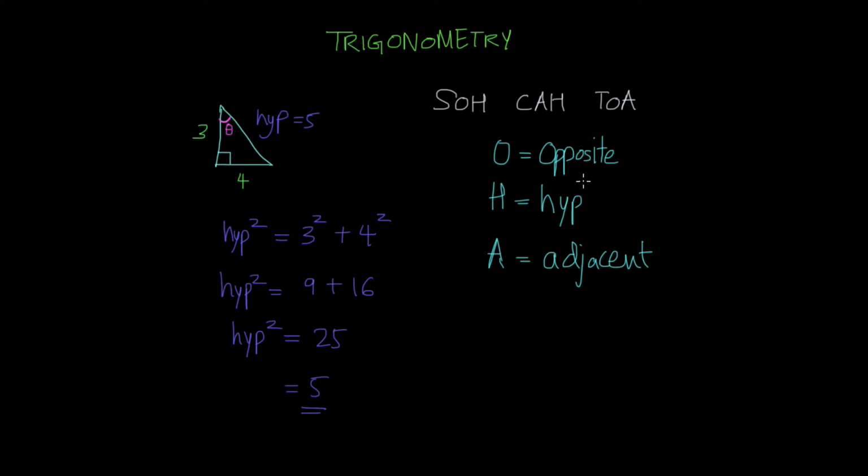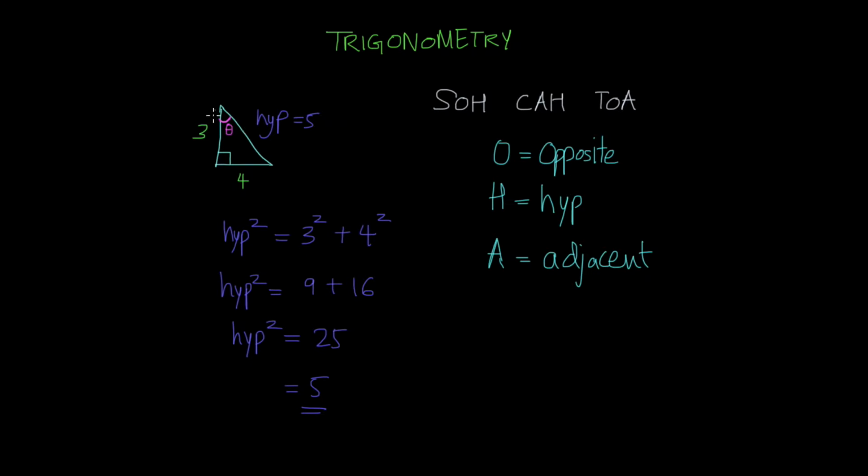Firstly, it's important to note that the hypotenuse is always the longest side of the triangle, and it's always opposite the largest angle. So here we know that the interior angle sum of a triangle is 180 degrees. If this angle is 90 degrees, then no other angle can be bigger than it, so this is the largest angle in a right-angled triangle, so the hypotenuse is always opposite it.